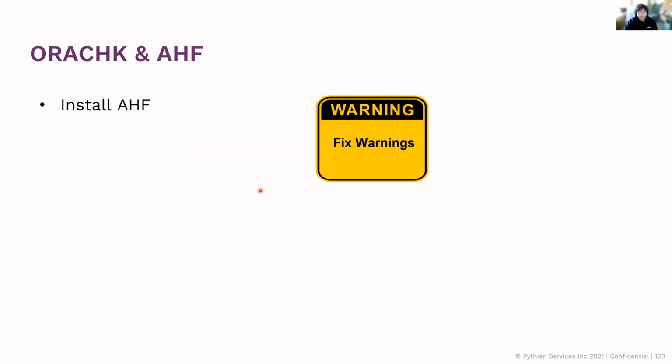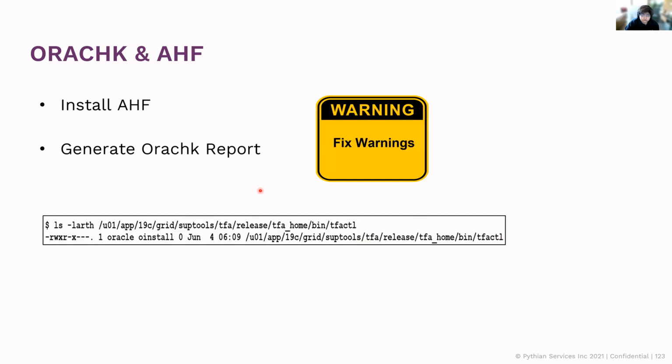And the last thing that I want to talk about is the ORAchk and AHF. Once you're done with your build, once you're done with your entire setup, it is highly recommended to generate an ORAchk report. One thing to notice with the 19c Grid installations, the 19c GI, if you notice over here, this is a 0-byte file. So you get an empty file with 19c GI. So you will need to install AHF to get TFA.